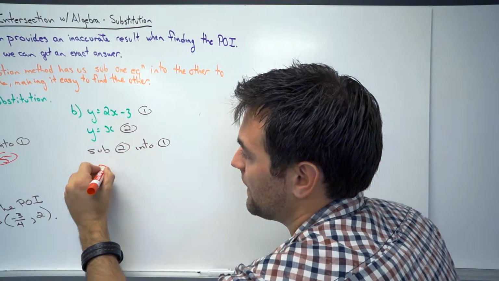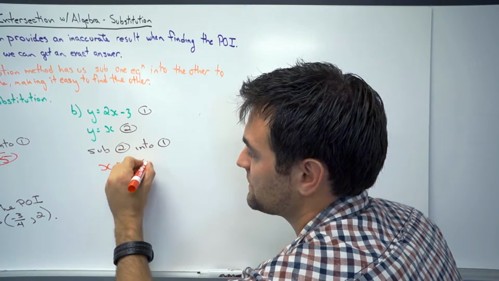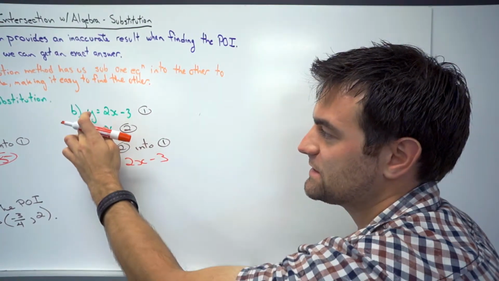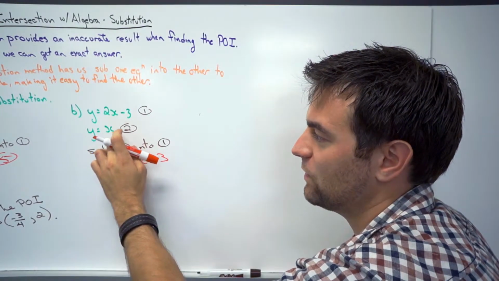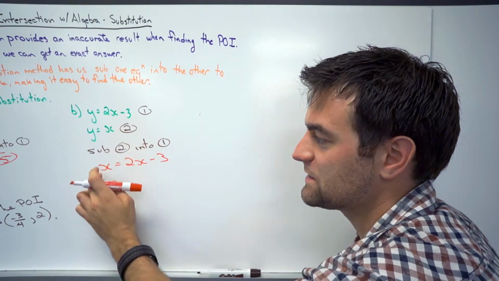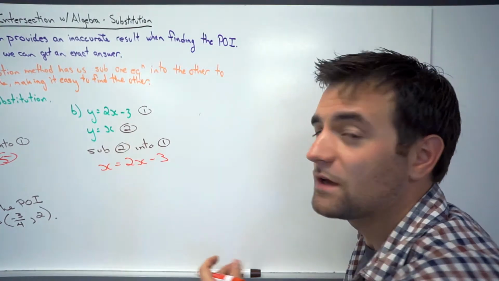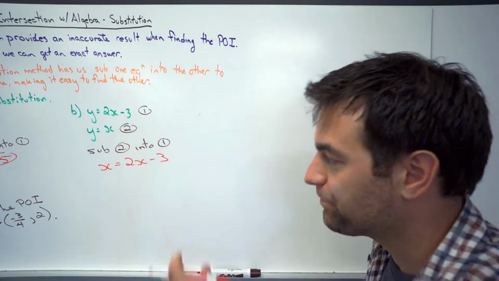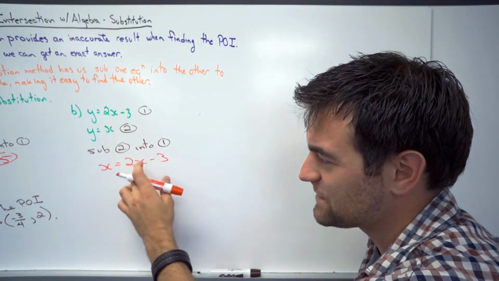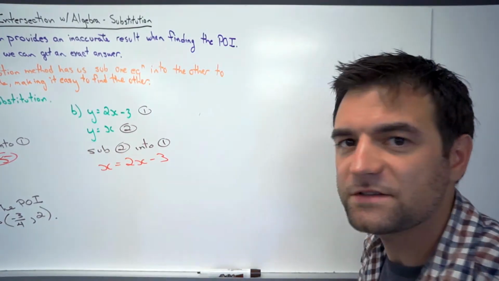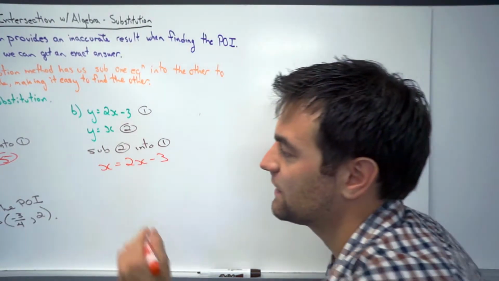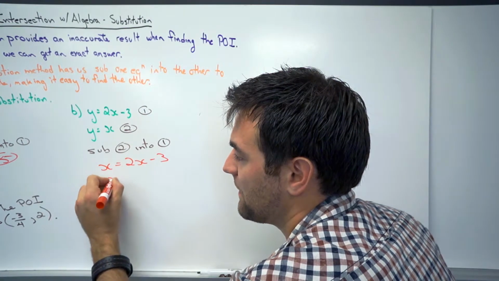So y equals x, so I'm going to replace the y with the x. So x equals 2x minus 3. So I've replaced that y value with the value that y is equal to. Y is equal to x. It's the same, so I replaced it. And now I go about solving this. I already have an x on this side. I'm going to move this 2x over to that side so I can get all my x's on the same side.